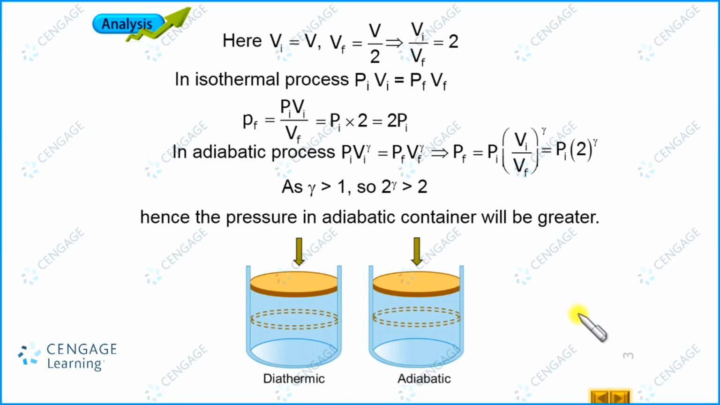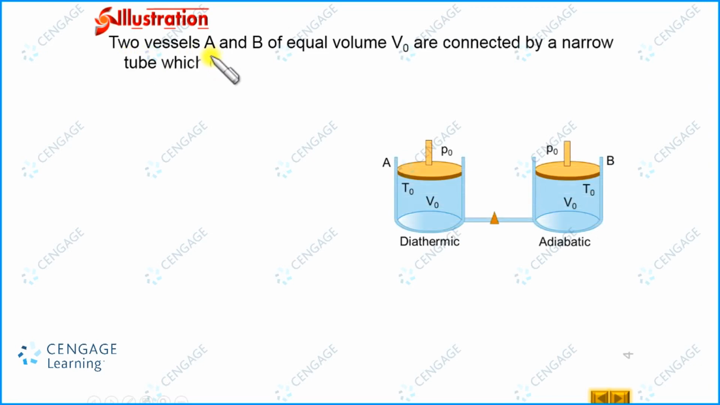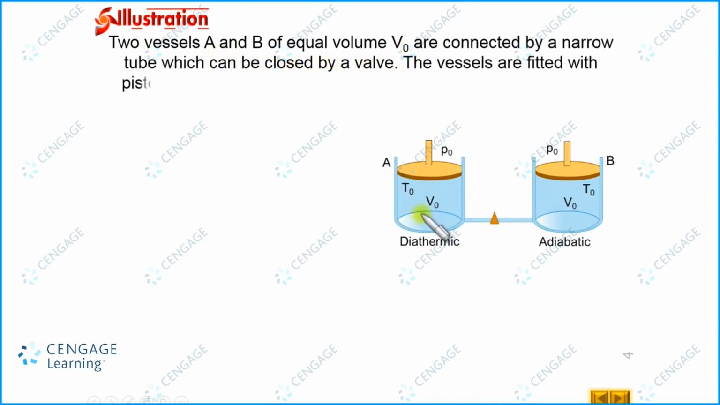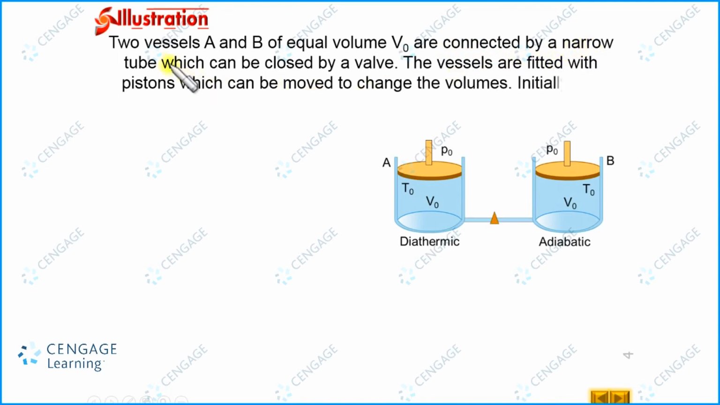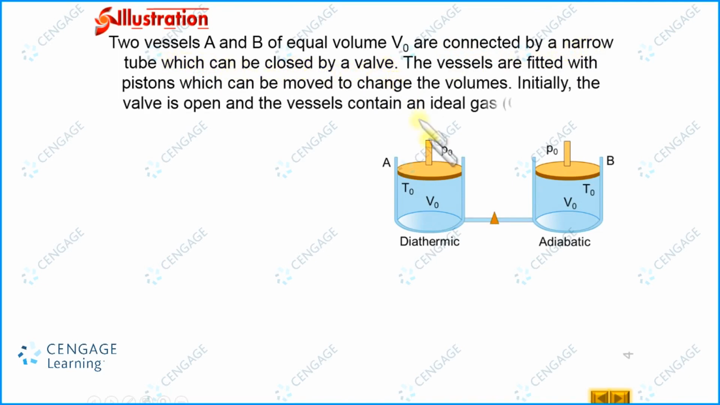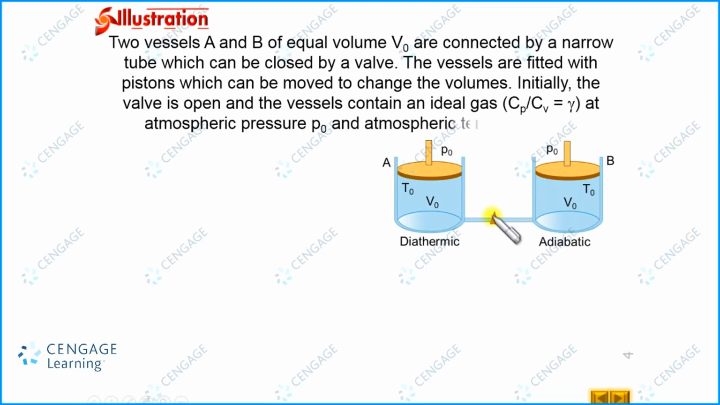Okay. Now let us move to the next illustration. In this illustration, two vessels A and B of equal volume V naught are connected by a narrow tube which can be closed by a valve. This is a narrow tube and this is a valve. The vessels are fitted with pistons. These are the pistons, which can be moved to change the volume of the vessels. That means we can change the volume of both vessels by these pistons.